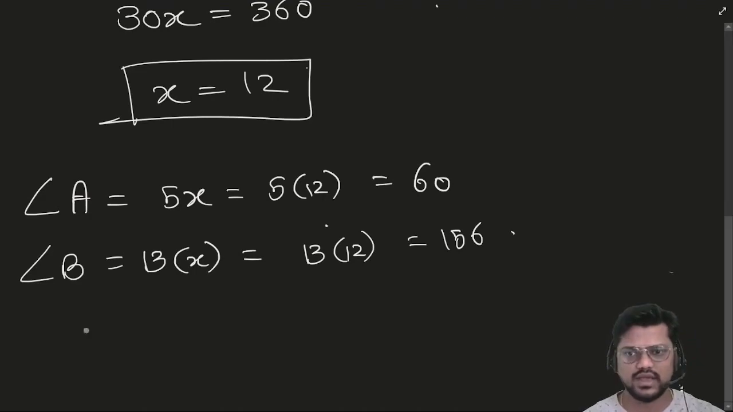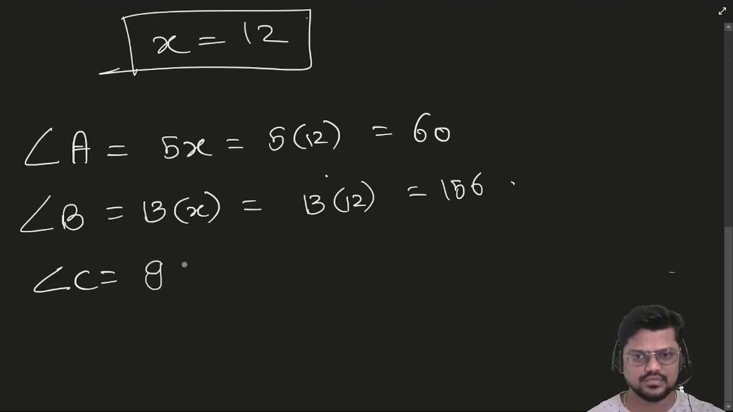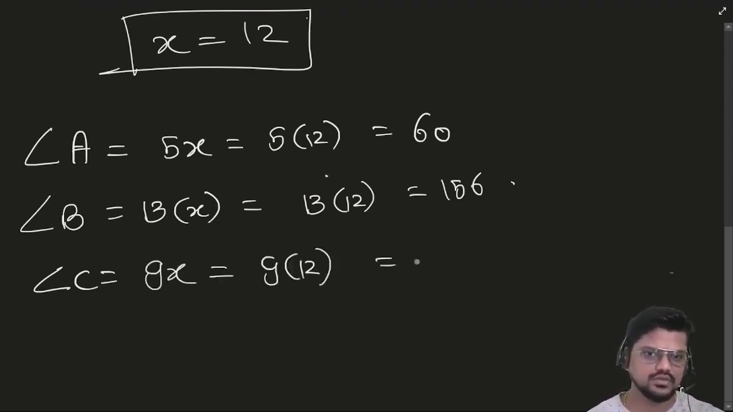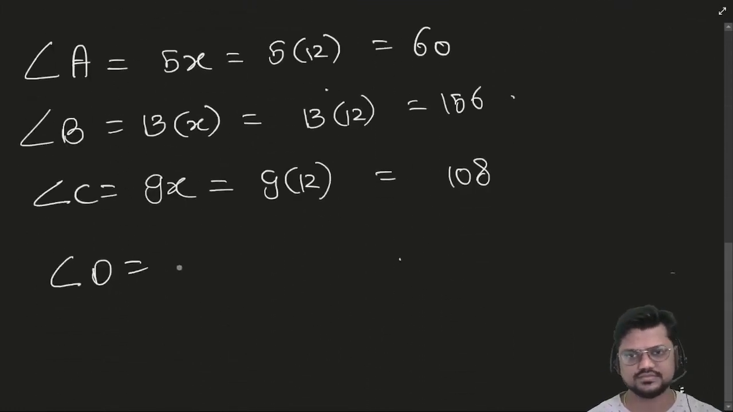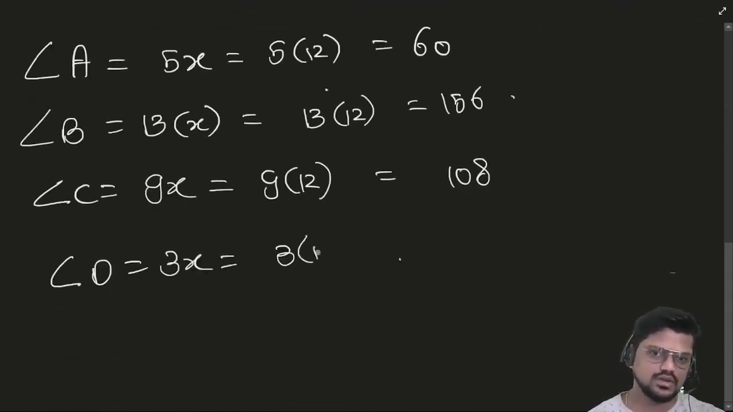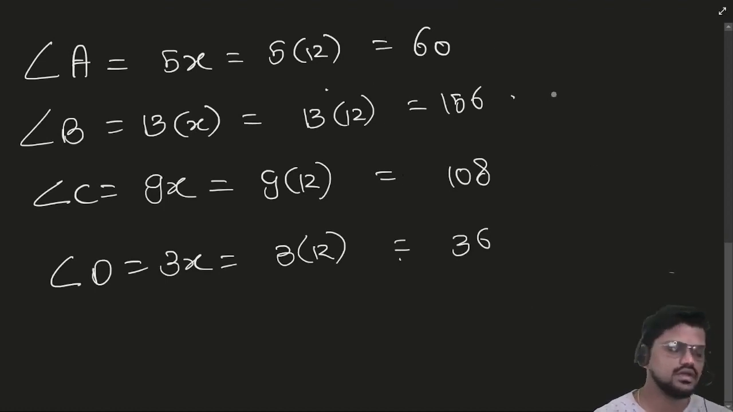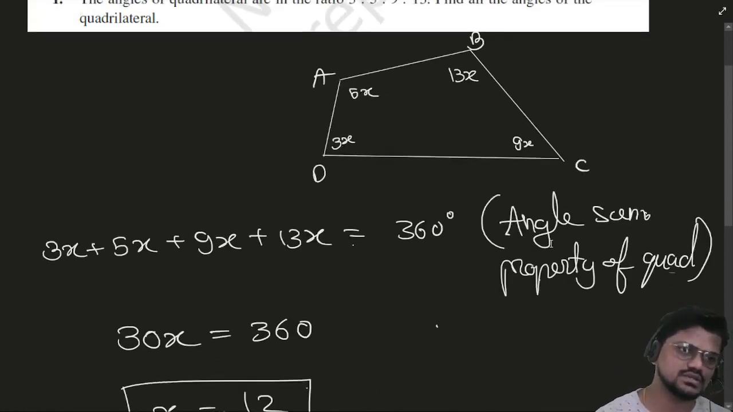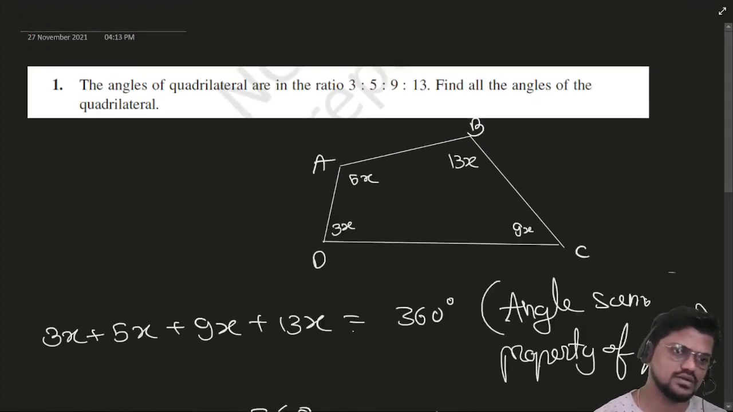Similarly, angle C will be equal to 9x, that is 9 into 12, which is 108. And angle D equals 3x, which is 3 into 12, that is 36. You add all of them, you will get 360. You can give it a try. If the sum of all the angles is not 360, that means there is something wrong which you have done. It has to be 360 in the quadrilateral. Clear?